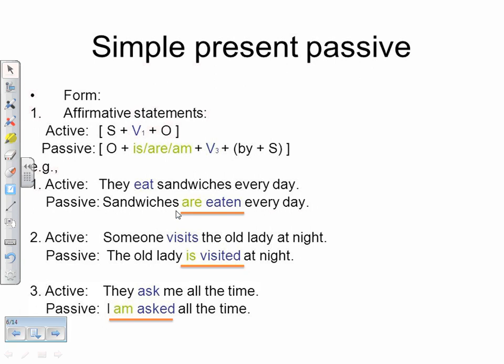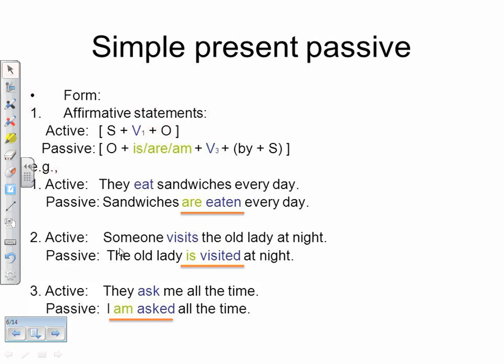According to the object, I choose to use verb to be in the singular form or the plural form. But immediately after verb to be comes the verb in the past participle. Very good. Every day.